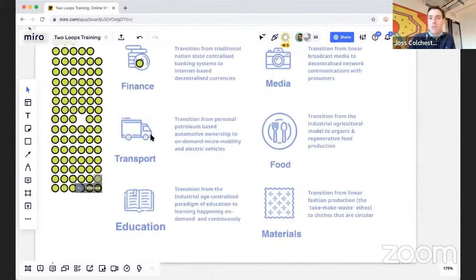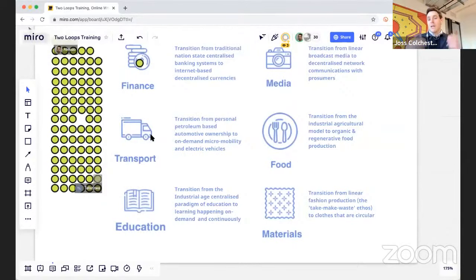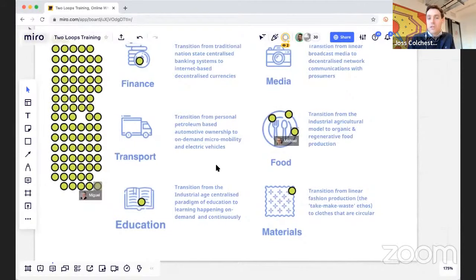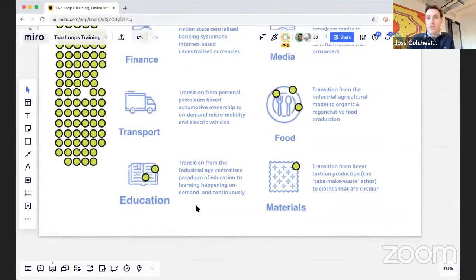Do you want to talk about transport, from car-centric, really, is what it's been about? It's been petroleum-based, automotive ownership, to this new model of on-demand micro-mobility, electric vehicles, and so on. Do you want to talk about that? This one here, education. We know big changes are happening and will need to happen in the coming decade, from the industrialized, centralized paradigm of education to learning happening anywhere, anytime, on demand. It's continuous learning.